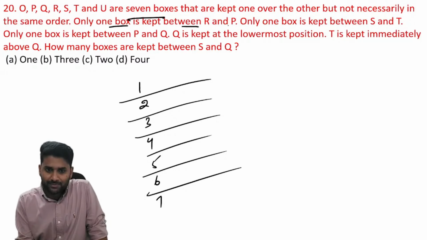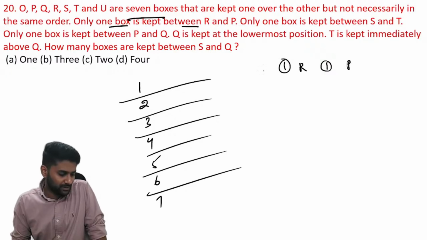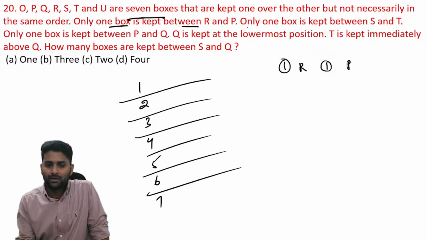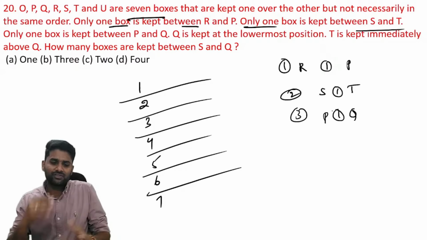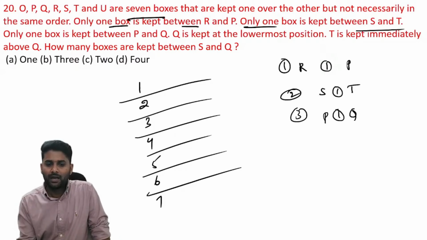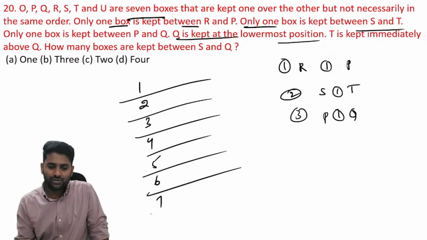Only one box is kept between R and P. While arranging, you should remember this point. Between R and P, place one box. And only one box is kept between S and T. Again, between S and T, place one box. And only one box is kept between P and Q. We don't know which one is above and below. And Q is kept in the lowermost position. Lowermost position confirms Q.